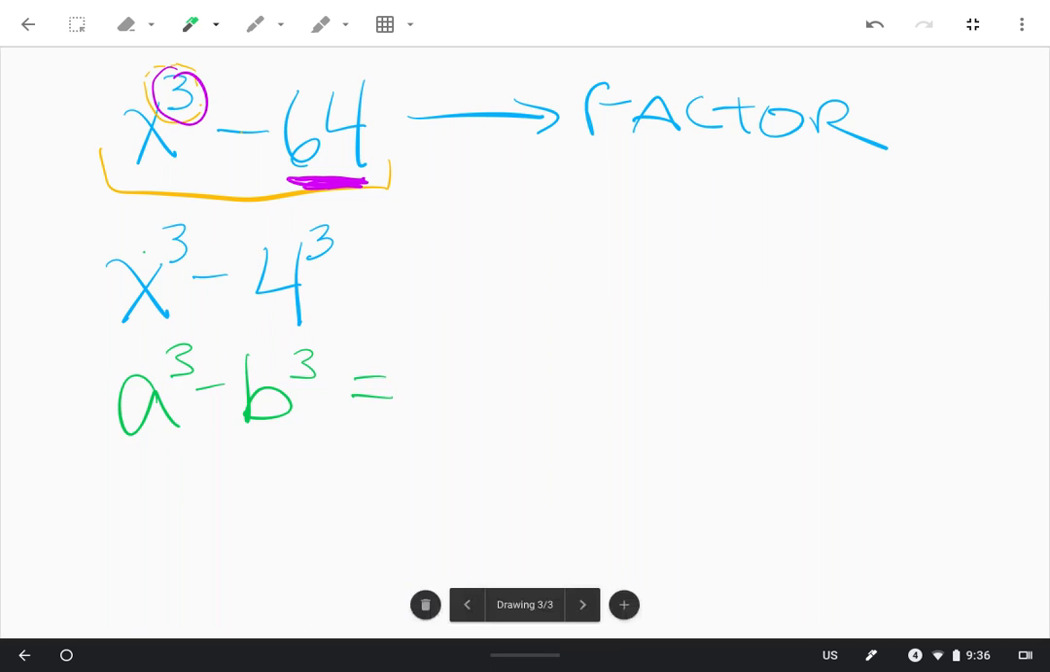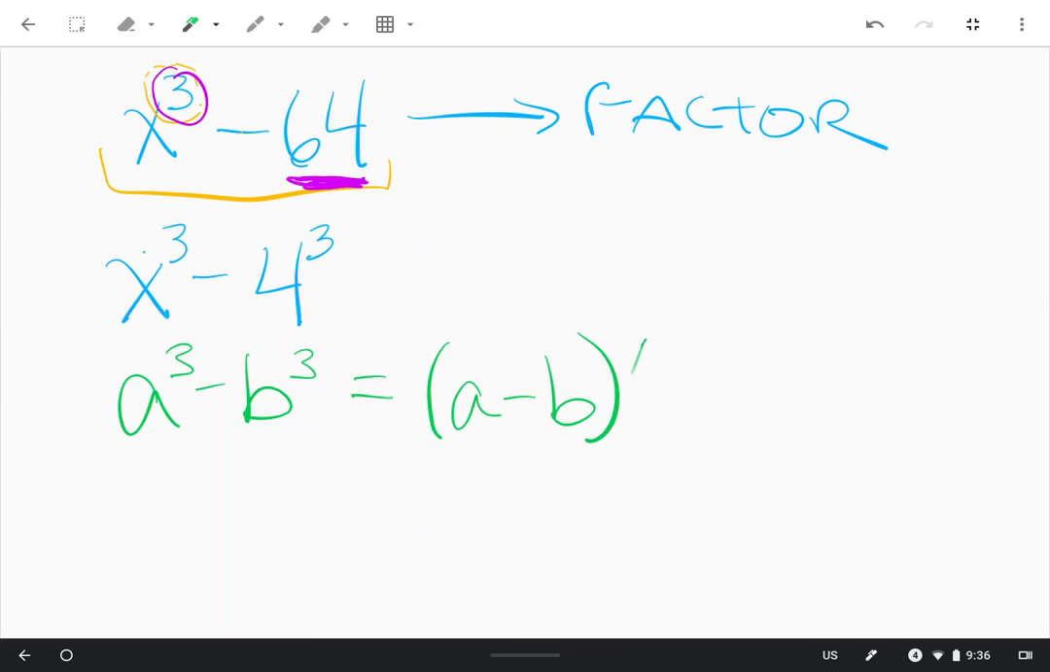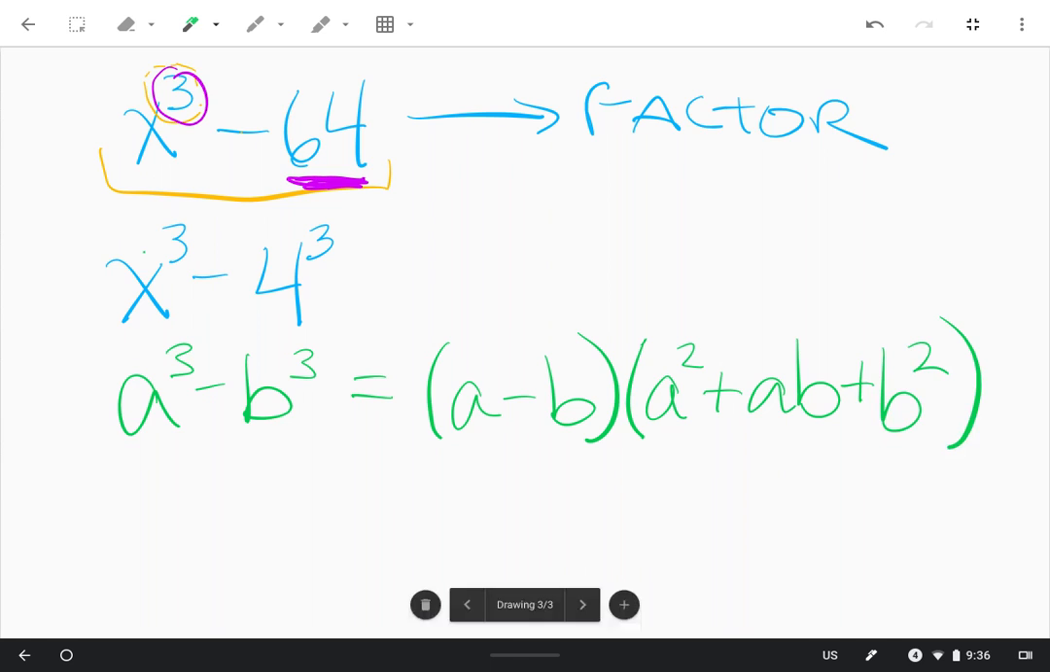Well, according to the information from the unit and from the other table, the pattern for a to the third minus b to the third is a minus b, and then a squared plus ab plus b squared. So this in green is the pattern that you have to follow. So what you're going to have to do is basically take x and put it everywhere there's an a, and 4 and put it everywhere there's a b. So let's go ahead and do that.